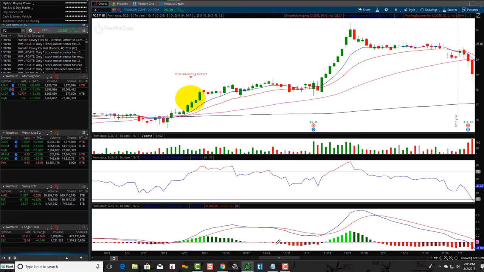Where is this one here? So you can see actually a couple different versions of it. Here's three advancing soldiers, but actually you can kind of say four. You can say these three, or if you want to say these three. Again, don't bog yourself down with well, there's four and not three. Who cares? Just be aware of what's happening. The stock is moving up.